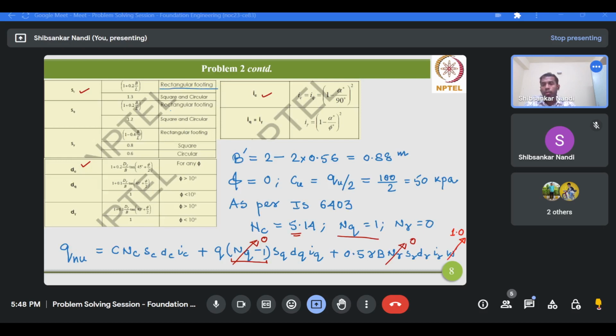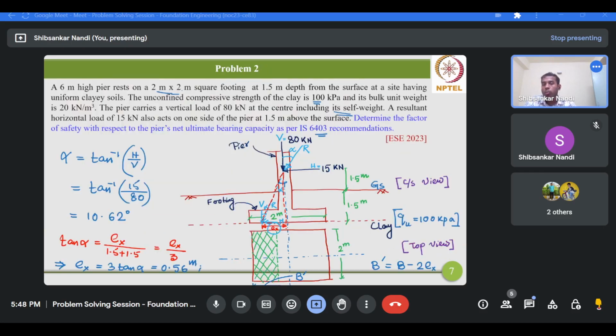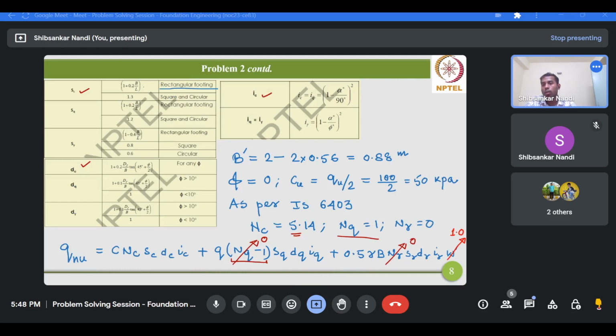Now, why am I choosing this rectangular footing? Because the footing is square. The shape of the footing is square, it's 2 meter by 2 meter. Now, why am I choosing the equation of shape factor for rectangular footing? What is the logic behind this selection?